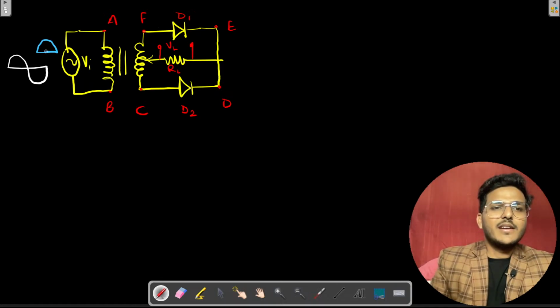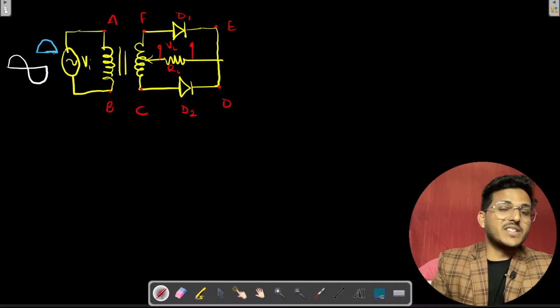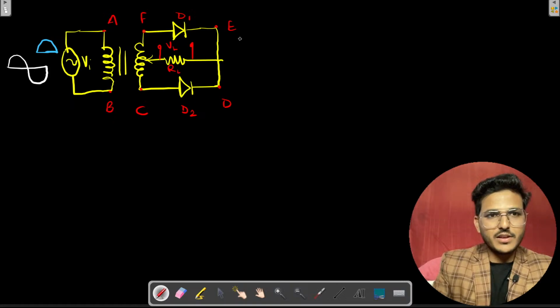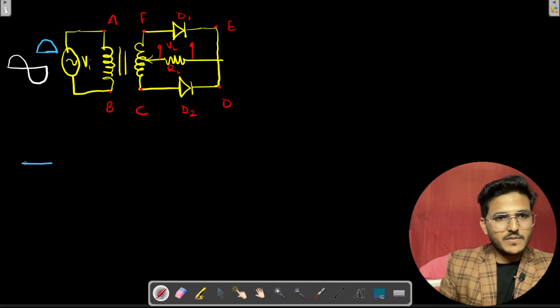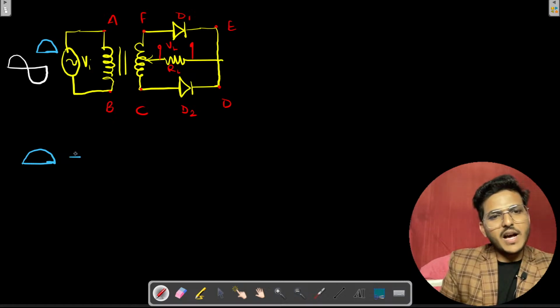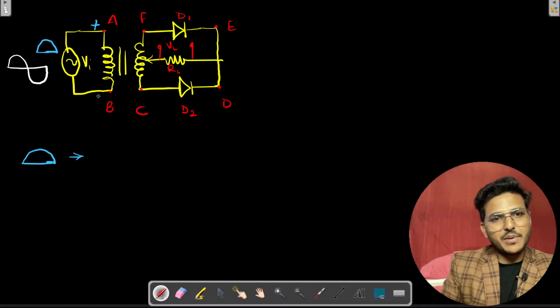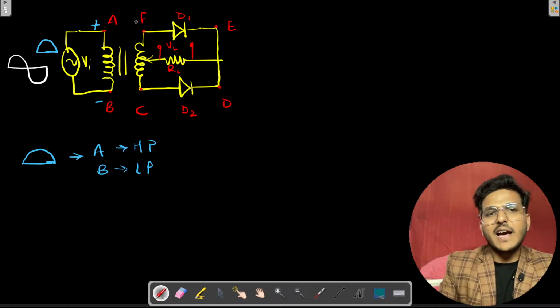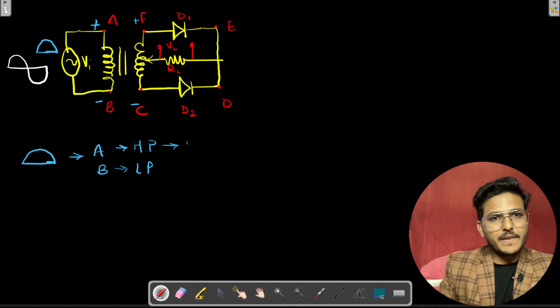See, if I'm talking about this positive phase, this one is at higher potential, this one is at lower potential. See the working. For the first half of the AC signal, A is at higher potential, B is at lower potential. So if A is at higher potential, then F is also at higher potential, and C is at lower potential. Then higher potential at F, lower potential at C.